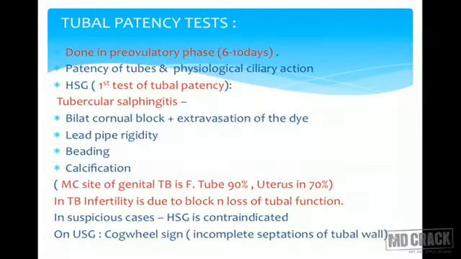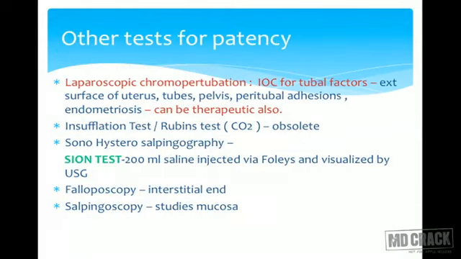The most common site of genital tuberculosis is the fallopian tubes, 90%. Uterus in 70%. In TB, the infertility is because of block and loss of tubal function both. So depending on what options are available, but block is the commonest one. On HSG, there can be a cogwheel appearance because of incomplete septation in the tubal wall.